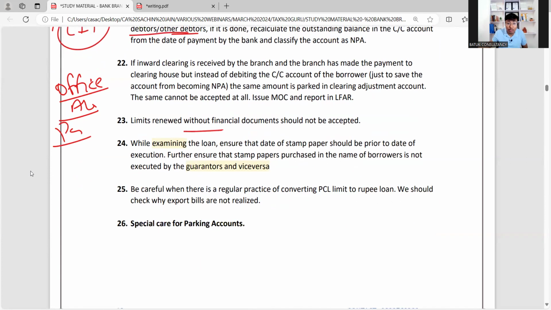Limit renewed without financial documents should not be accepted. So whenever there is a renewal in the limit, we need to check whether the proper financial statement, the latest financial statement, is taken or not.